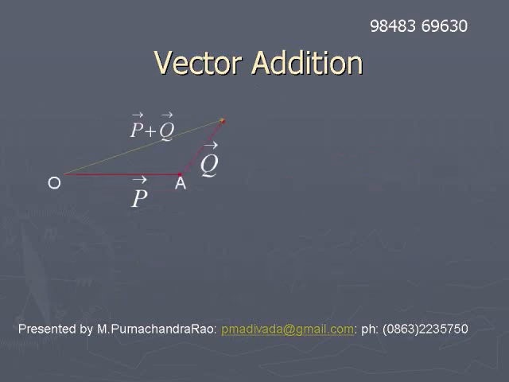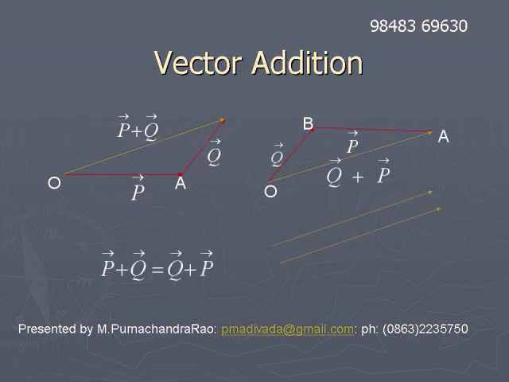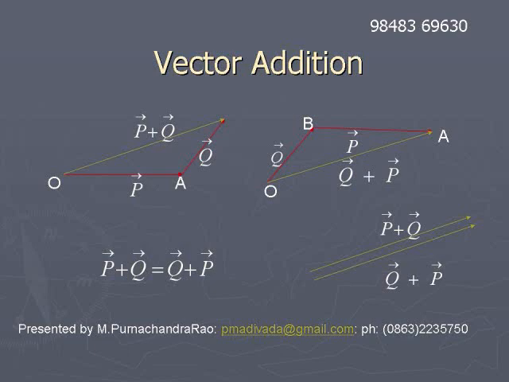From both the figures, p bar plus q bar and q bar plus p bar, what we understand is p bar plus q bar will be equal to q bar plus p bar. By comparing the figures of p bar plus q bar and q bar plus p bar, we understand that p bar plus q bar is equal to q bar plus p bar.